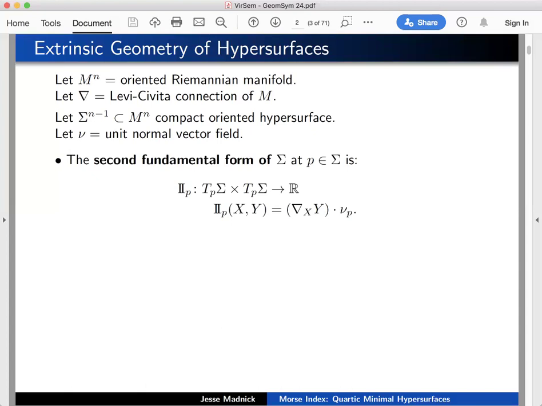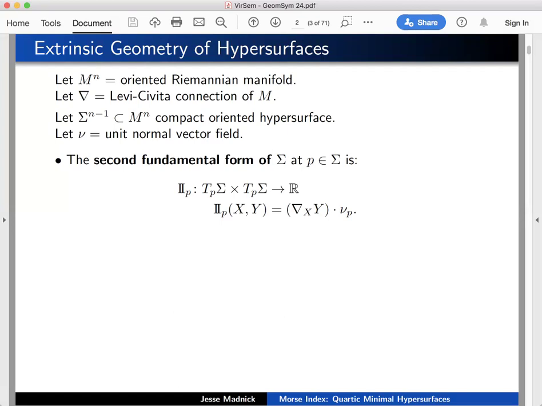So the extrinsic geometry of sigma, the hypersurface, is completely encoded by this tensor called the second fundamental form. The second fundamental form eats two vectors and spits out the covariant derivative of one with respect to the other, dot product with the unit normal. And this is a symmetric bilinear form. It's not obvious from the definition that this is symmetric, but it's a basic fact that we learn in the first course on Riemannian geometry.